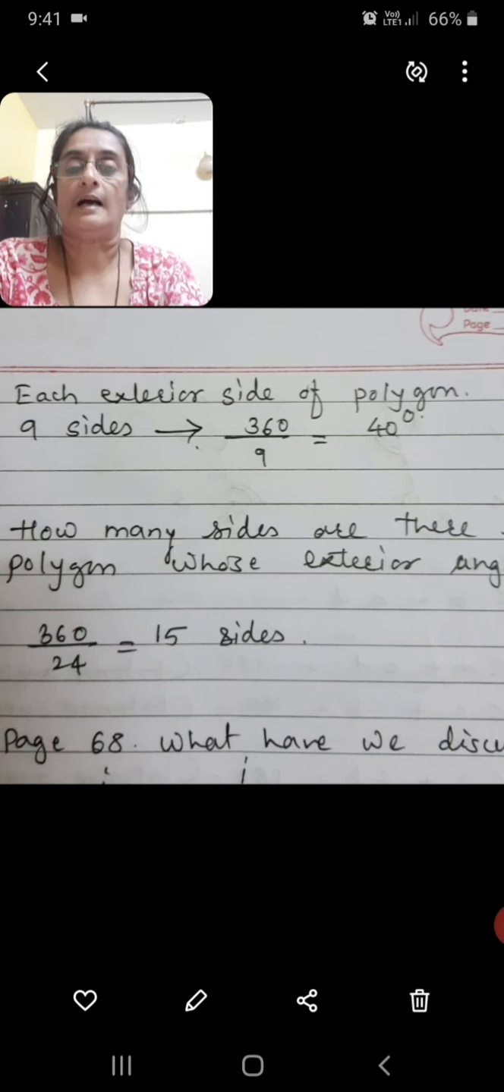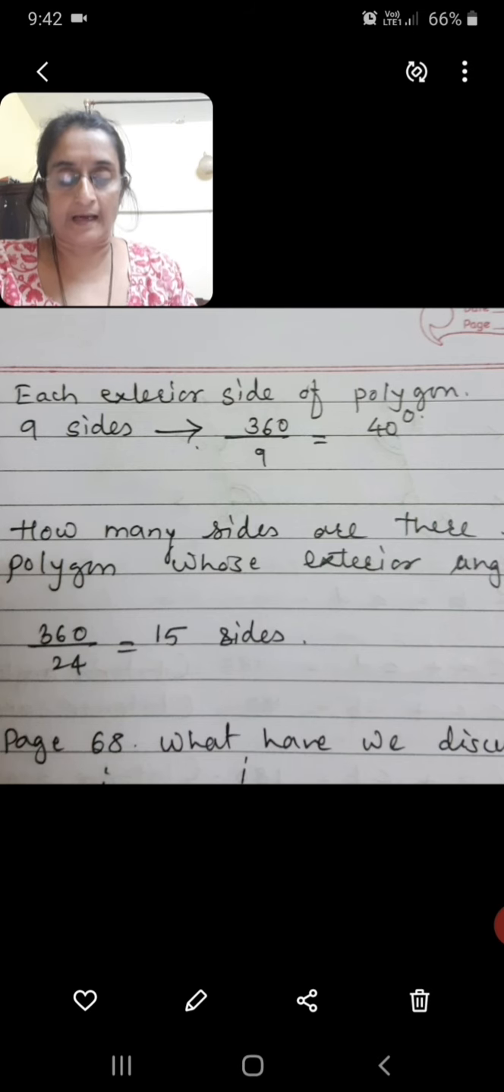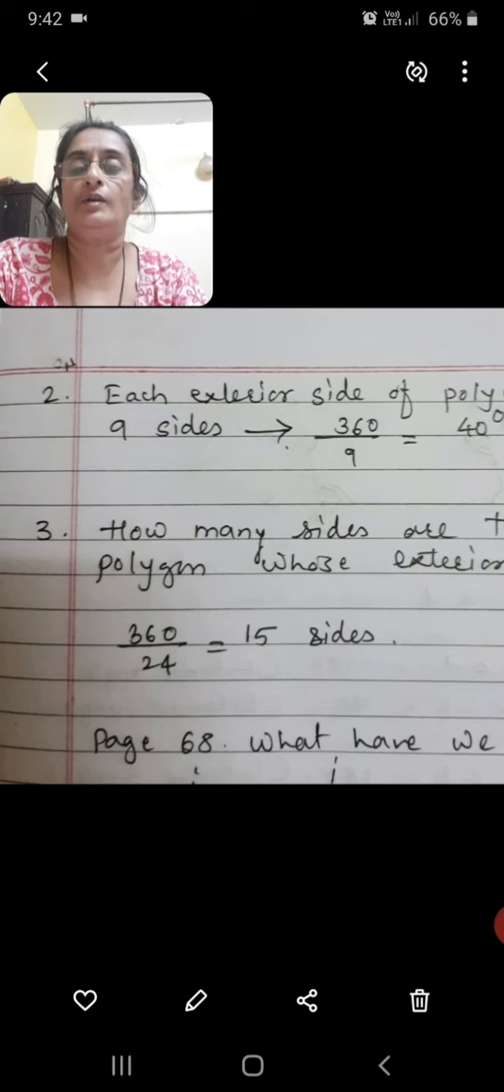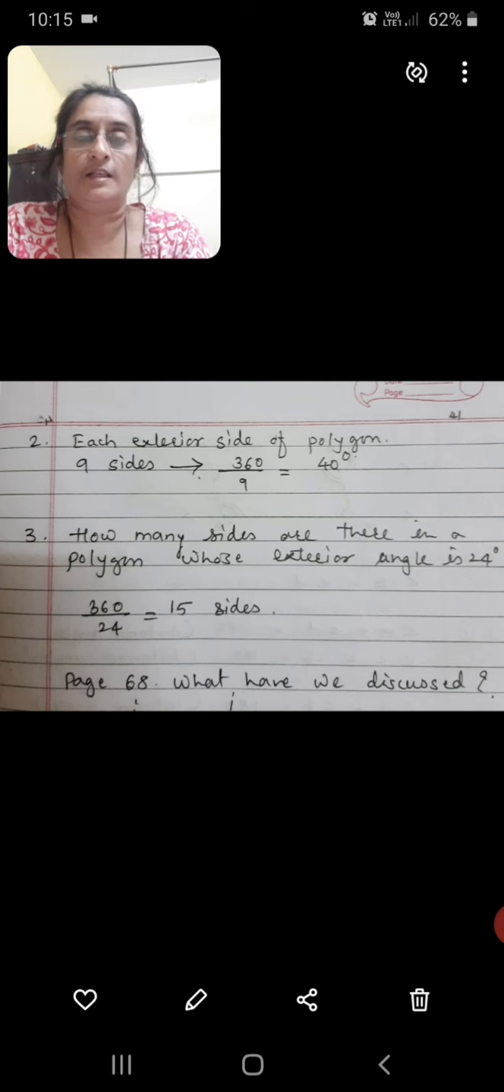One more question is asked, how many sides does a regular polygon have if the measure of each exterior angle is 24 degrees. Here also we have to divide 360 by 24. So you will find out. I have done the first 3 sums of that exercise. Remaining you can do on your own, children.